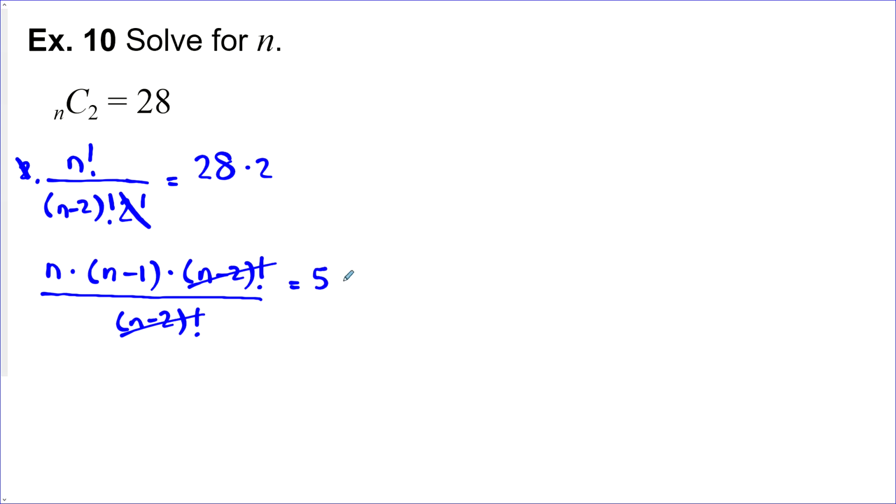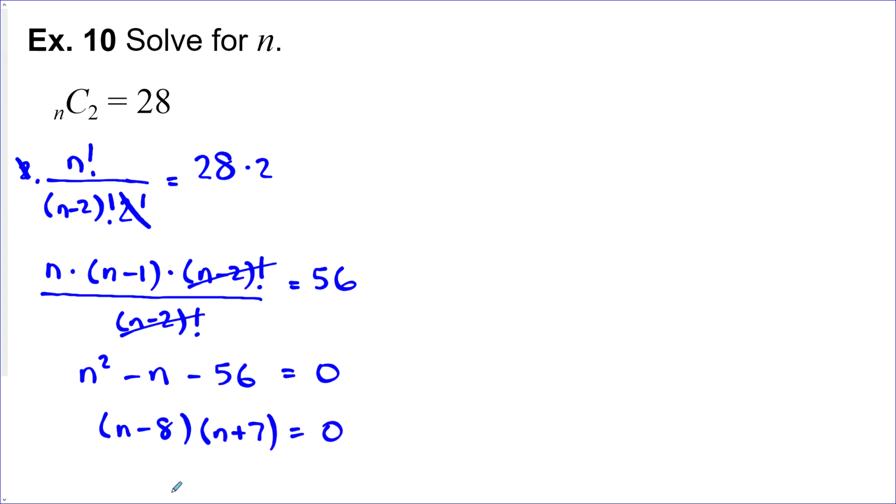And this is 56. So multiply this out, collect it onto one side, and we get n squared minus n minus 56 equals 0. We can solve this one by factoring as well. So we'd have n minus 8 and n plus 7. And that would leave us with n is equal to 8 and negative 7. And we don't want the negative 7. It would be extraneous in this case.